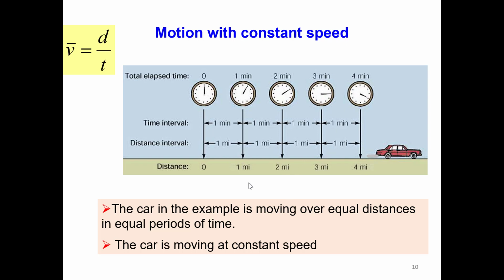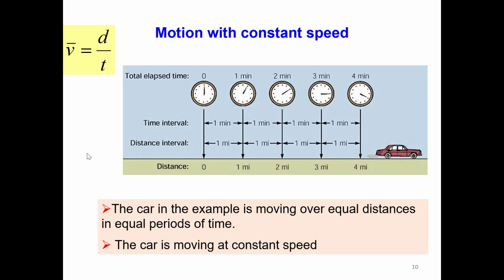And we can see this car was moving equal distance, 1 mile, over equal periods of time. Yes, 1 minute. Always 1 mile, 1 minute, 1 mile, 1 minute. Then without calculating the average velocity by the graph, we know this car is moving at constant speed because it covered equal distance in equal periods of time.